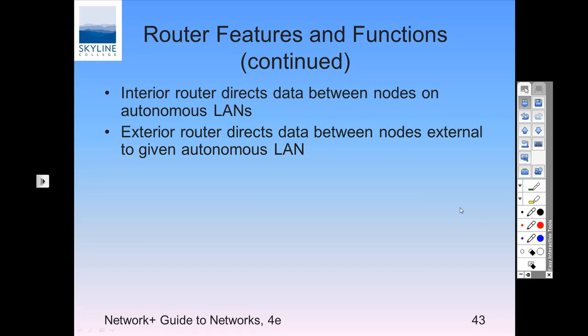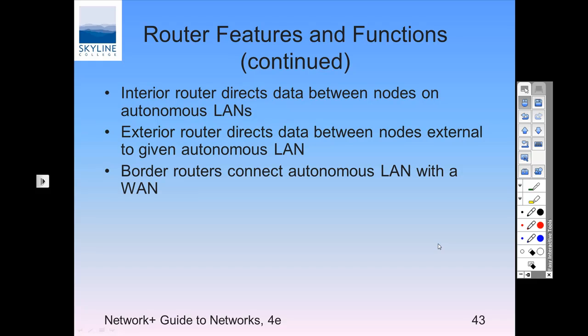Exterior router directs data between nodes external to the given autonomous LAN. Honest to goodness, what happens is you send it to the ISP and then they have to figure out what to do with it after that. We don't really do a whole lot of that. Border routers connect an autonomous LAN with a WAN, the filter router that we showed going to the cloud, to the internet. That would actually be going to the ISP.